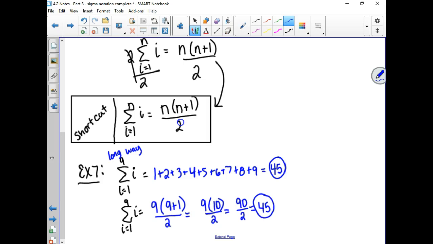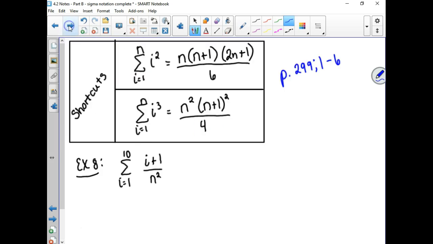So you can see when you have really large numbers, that's a lot quicker to do. When you have small numbers like we've got here, the difference really doesn't matter all that much. So let's go on to some more complicated examples. The shortcuts for i squared and i to the third are here. So we are going to keep those in mind, although we don't need them for example 8.